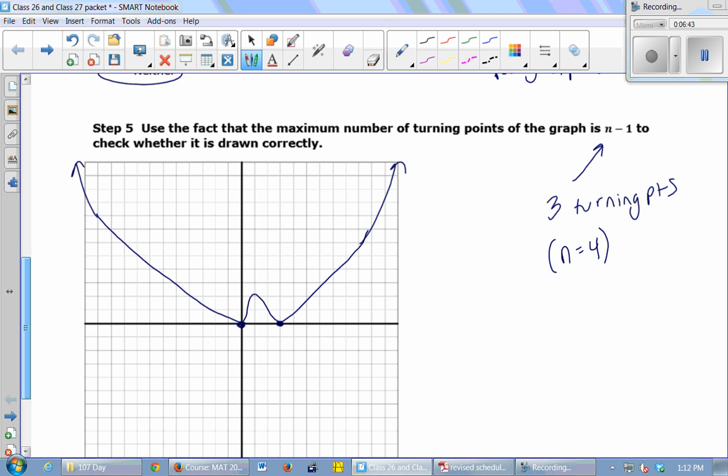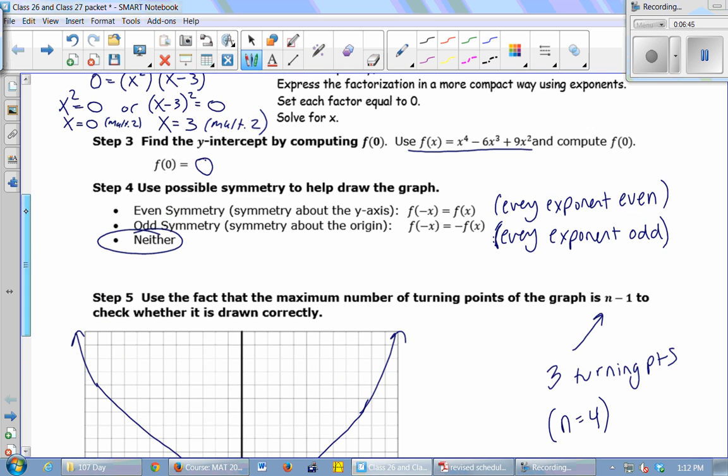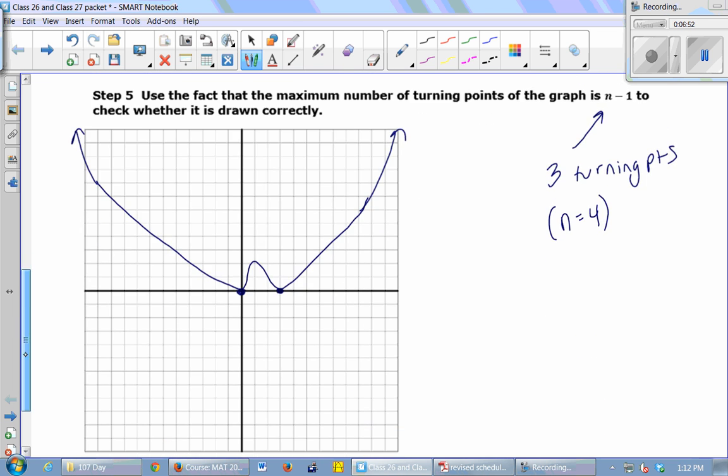n is the degree. It's the highest power on x. So when you look here, the 4 is the highest power, so it's degree 4. And we call that n.